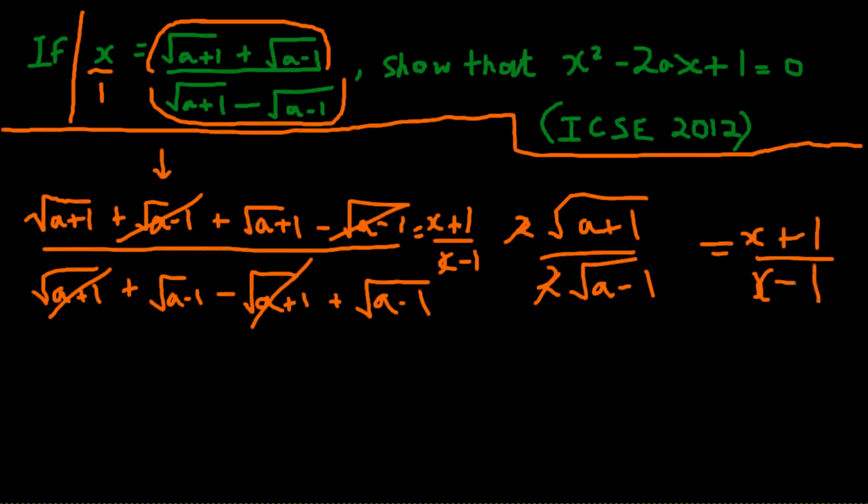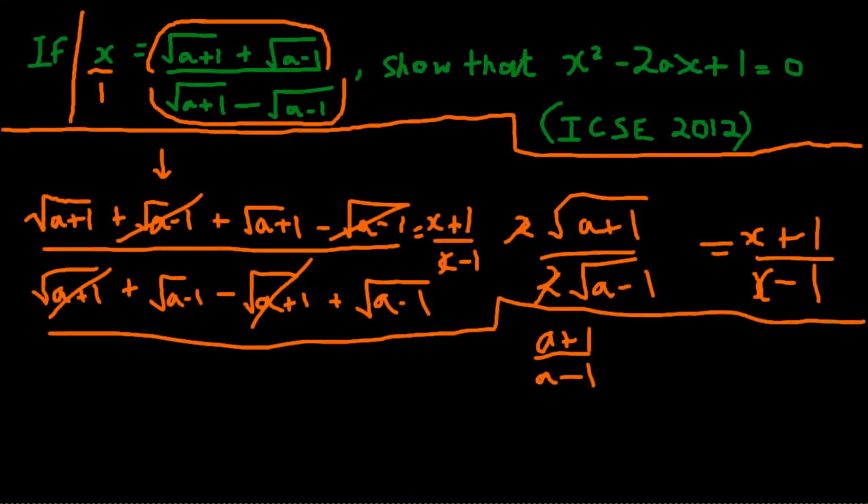Now we need to get rid of these roots as fast as we can. So over here I'm going to square both sides. So we get a plus 1 upon a minus 1. Let's just draw a line here. A plus 1 upon a minus 1, and then these two terms also get squared.